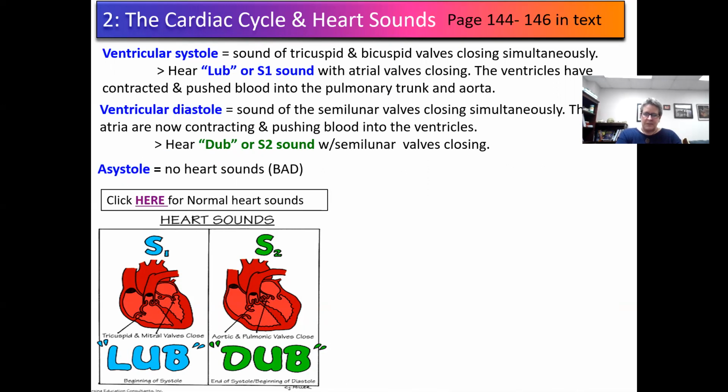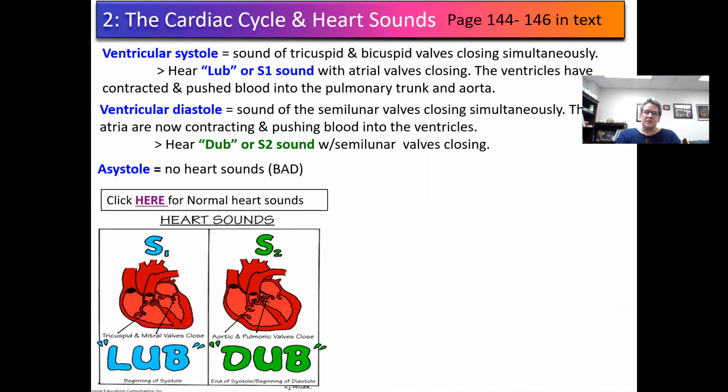So here's what's happening. During ventricular systole, you will hear the lub or S1 sound, because during systole the ventricles have contracted and pushed blood into the pulmonary trunk and aorta.